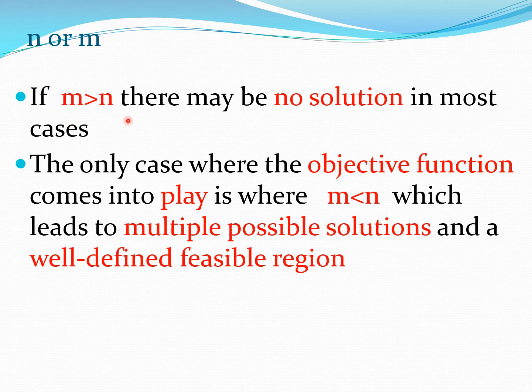Now, if m is greater than n, there may be no solution in most cases. This is kind of a least square type of problem. The only case where this problem becomes useful and the objective function f(x) can come into play is where m is less than n. And this leads to multiple possible solutions in a well-defined feasible region, and from here you can find the optimal solution for the problem. So essentially m is less than n is what you are looking for.